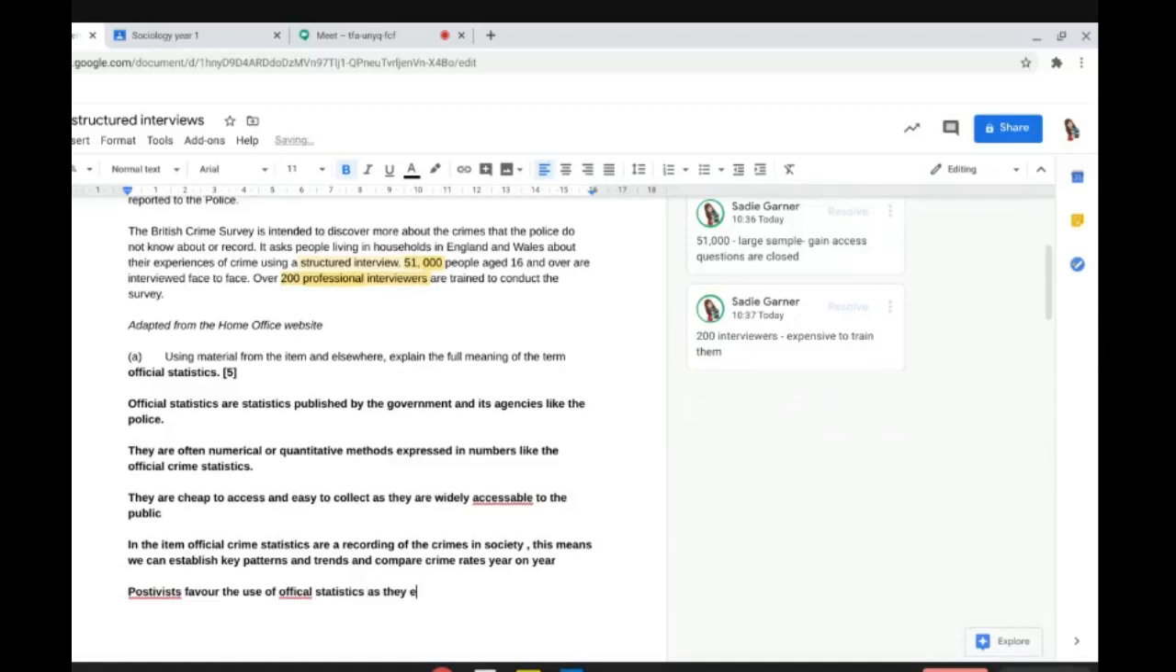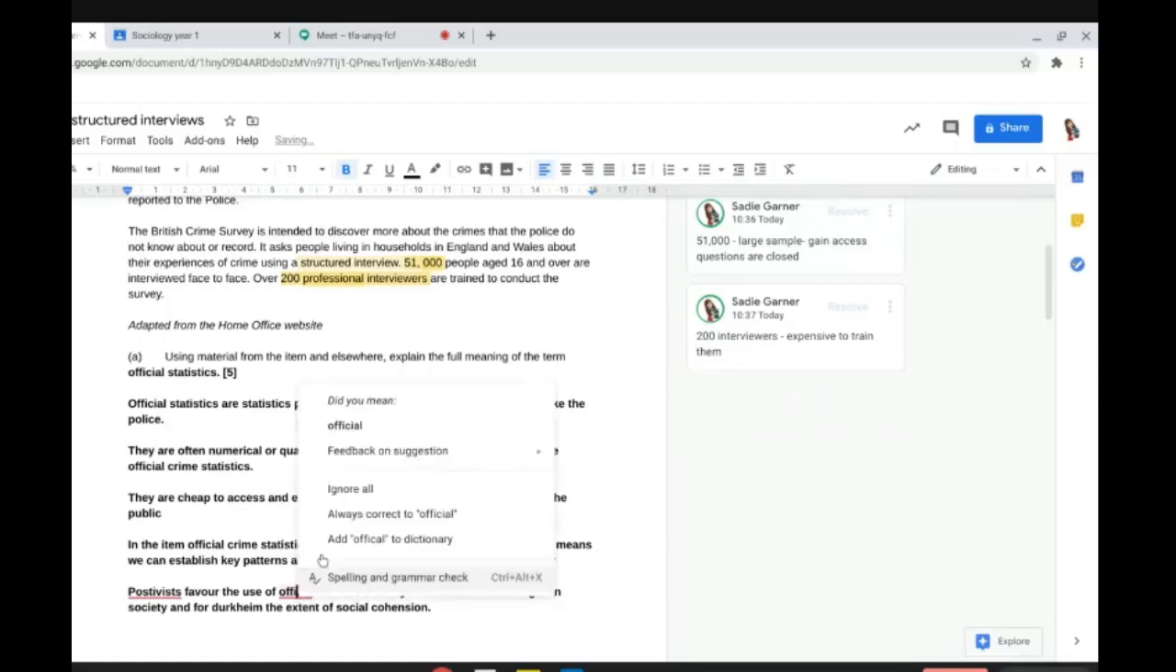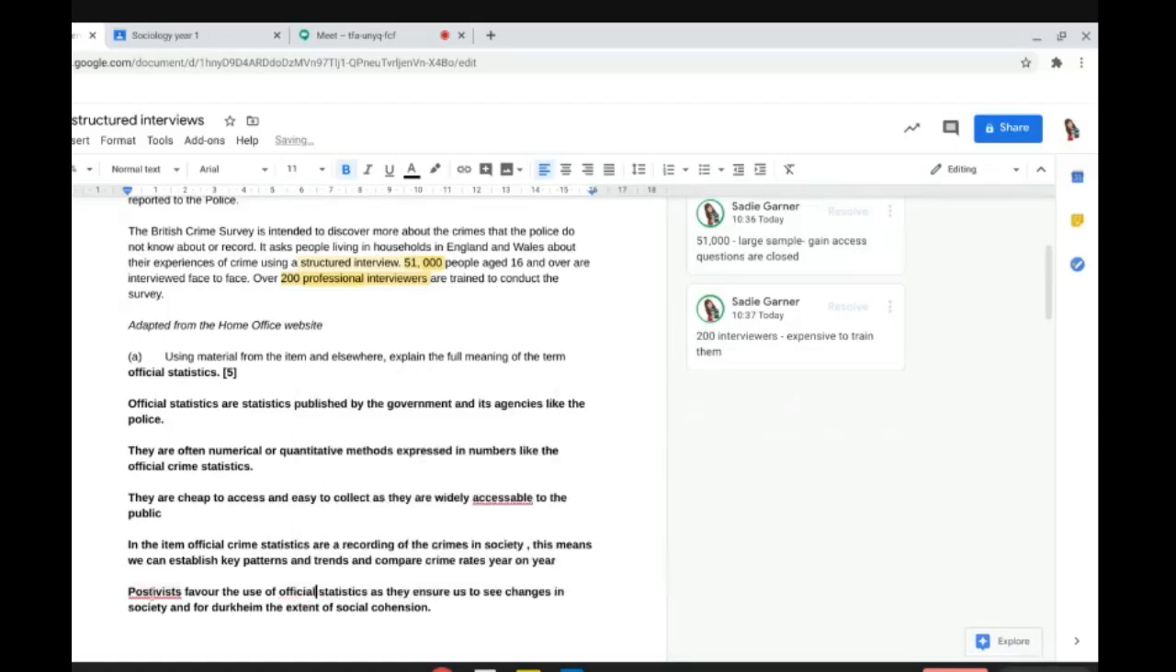as they enable us to see changes in society, and for Durkheim, the extent of social cohesion. So positivists favour the use of official crime statistics as they enable us to see changes in society, and for Durkheim, the extent of social cohesion. So again, this is quite helpful because in the second year we choose crime, because you study the official statistics in the second year.